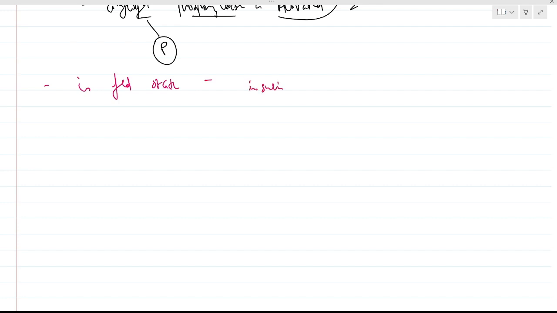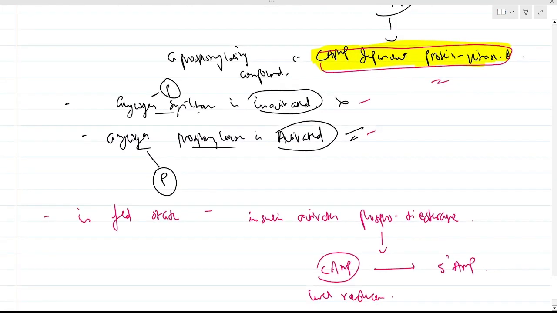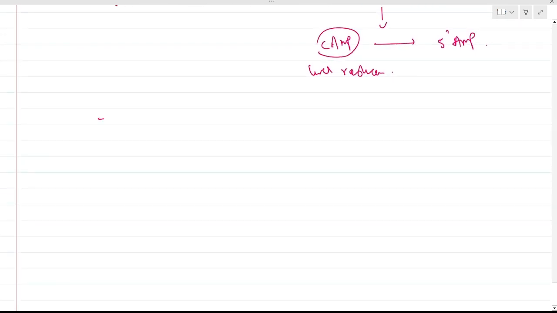In the fed state, insulin activates this important enzyme, phosphodiesterase. You must have come across this enzyme numerous times before. Phosphodiesterase actually converts cyclic AMP to 5'-AMP, and this level is reduced. As this level is reduced, cAMP dependent protein kinase A is not formed. So there is no phosphorylation.